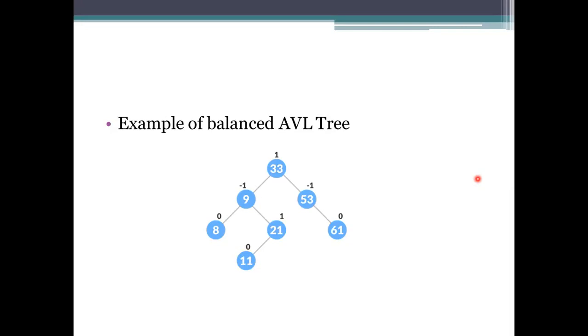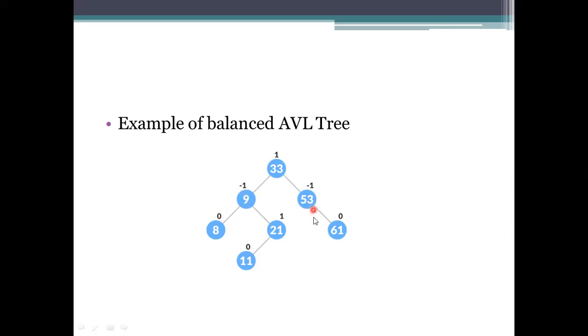Coming to the next one, 11 is having a child, and its parent is 21. What is the balance factor of 21 here? It is having only one child here. So it is 1 minus 0: the height of the left subtree and the height of the right subtree have to be subtracted. Here the child has the height 1. In the same way, for the next one, we take the height of this one as 0 and the height of this one as 1. Now the value 0 minus 1 is -1.